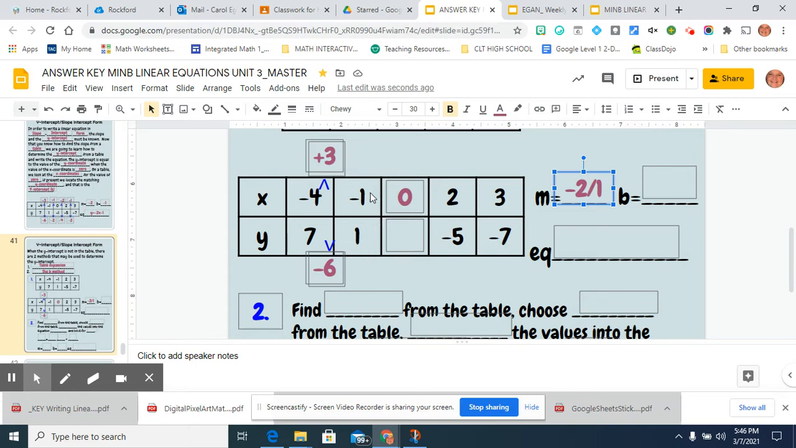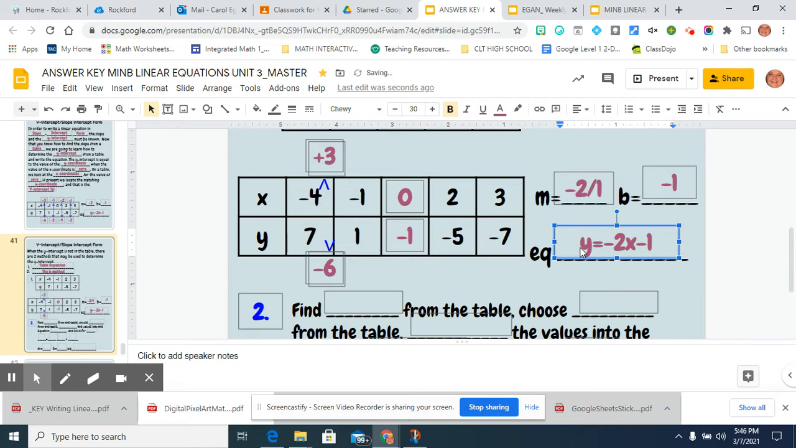-2. To go from -1 to 0 in the x column, I moved by 1. That means that this has to move by -2. And 1 minus -2 is -1. That means my b is -1. I would again just write the equation, and I don't have to make it a -2 over 1. I can if I want to, but I'm just going to leave it as y equals -2x minus 1. Okay, so that's one way to do it.